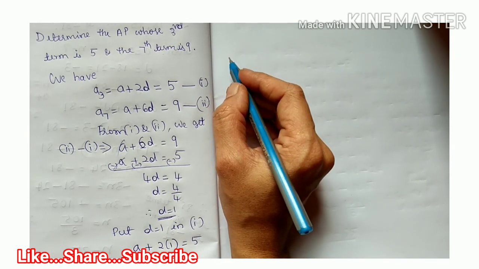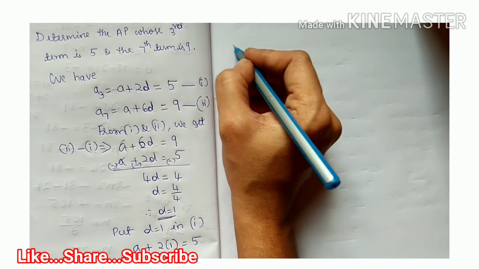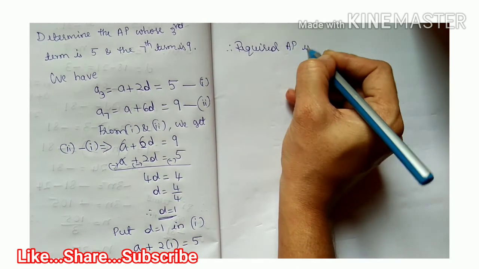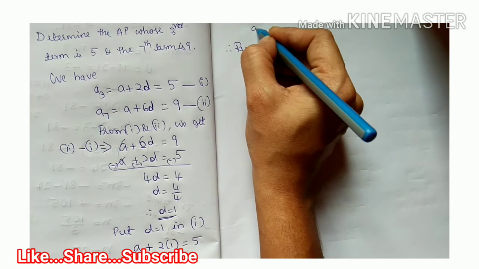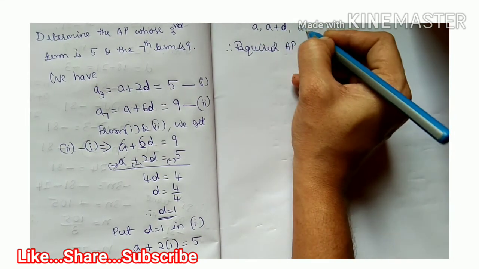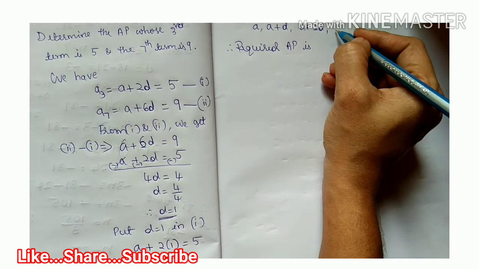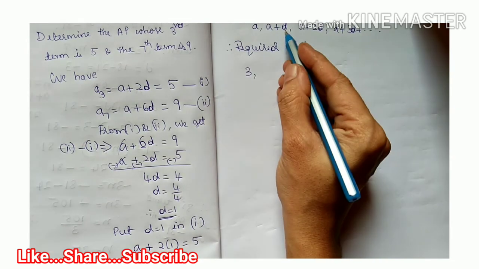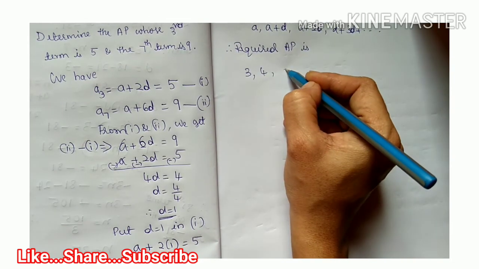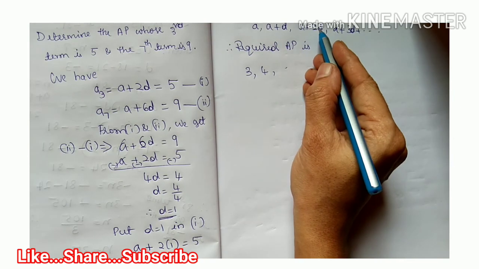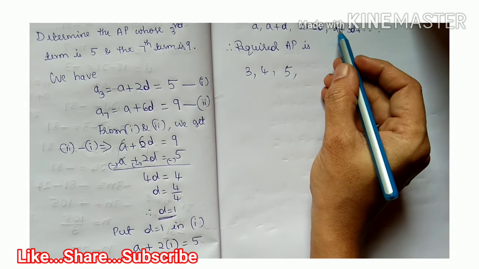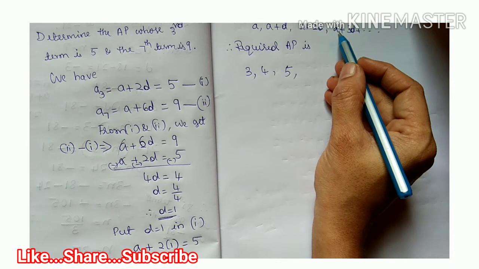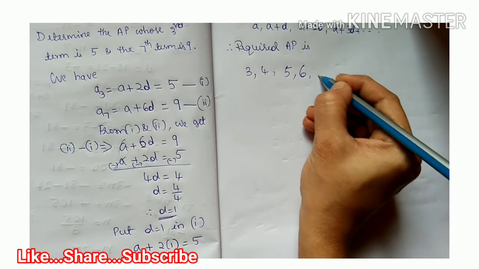Now we have to write the required AP. Therefore the required AP is, we know the general form, first term, second term, third term, fourth term. A is 3, a plus d is 3 plus 1, which is 4. A plus 2d, a is 3, d is 1, 3 plus 2 is 5. Next, 3 plus 3 into d, which is 1, 3 plus 3 is 6.